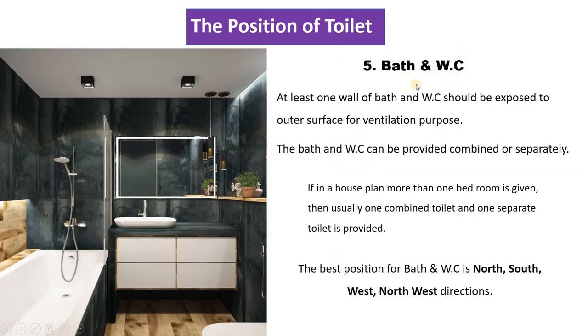Next is bath and water closets. At least one wall of the bathroom and water closet should be exposed to the outer surface for ventilation purposes. The bath and water closets can be provided combinedly or separately. If in a house plan more than one bed is planned, then usually one combined toilet and one separate toilet is provided. The best position for bathroom and toilets is north direction, south direction, west, or northwest direction.